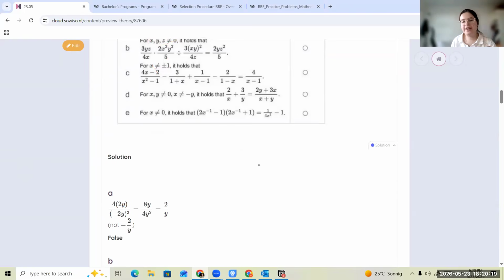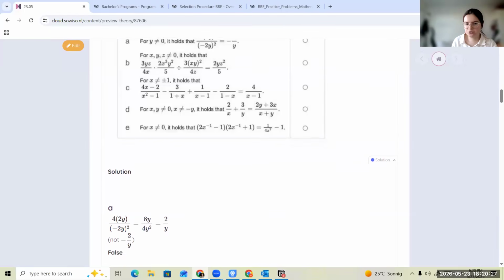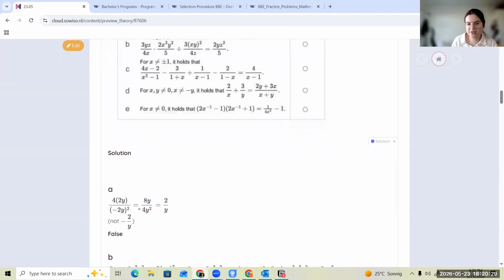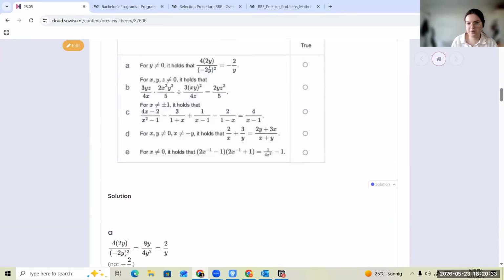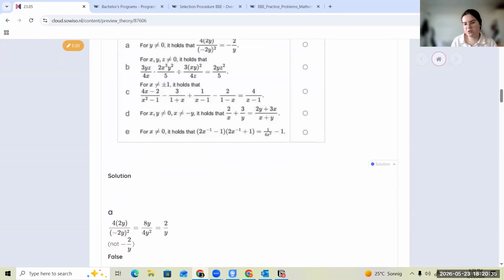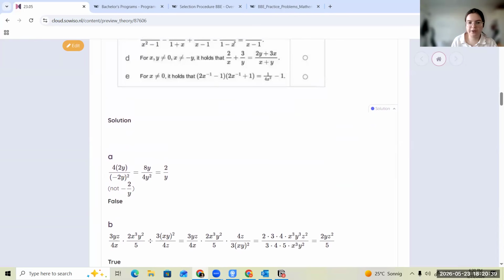So here, you're just messing around with what you can cancel out and how. Not too much to do here. This is 8y, this is 4 and y squared, because if you square it, you get -2 times -2, you get 4. Y squared is y squared. And then you get 2 over y and not -2 over y.